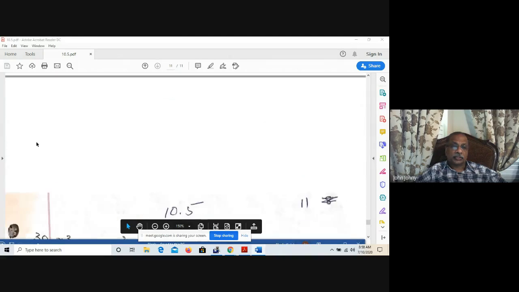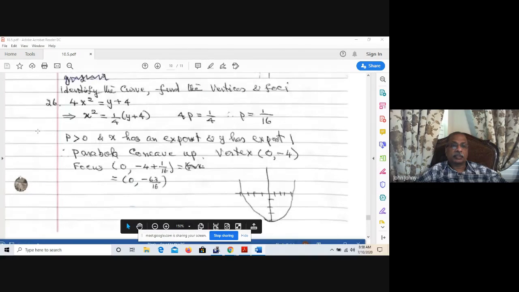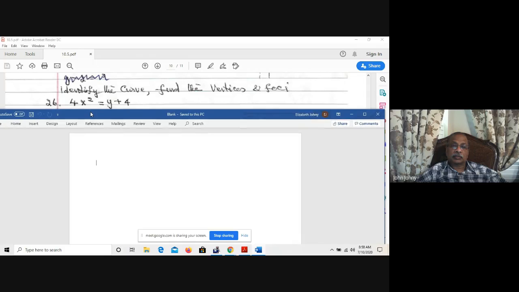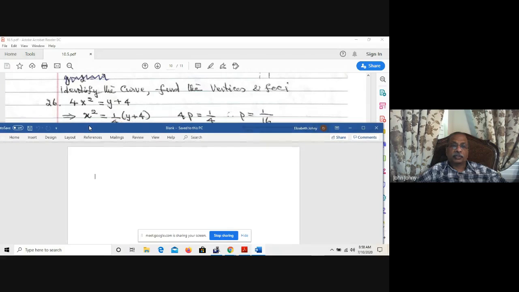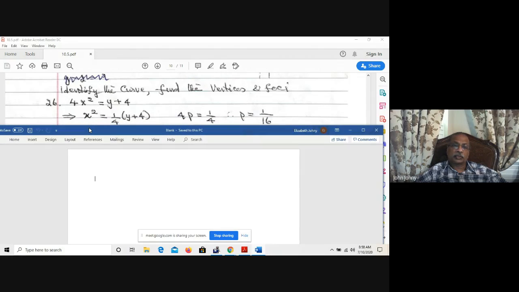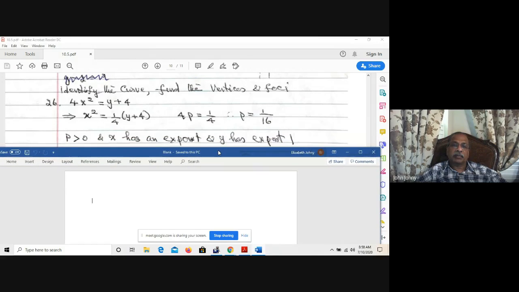Question number 26. 4x² = y + 4. So you divide both sides by 4. You get x² = 1/4 times (y + 4). 4p is equal to 1/4. P is equal to 1/16 by multiplying by 1/4.